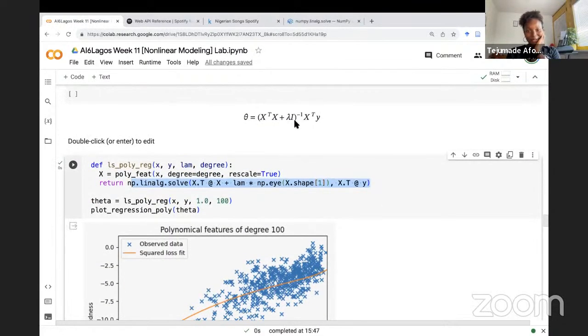Okay, so let's come back to here. This is exactly what we wrote here. We have X transpose X, plus lambda, and this I here is just like np.I. Does anyone know what np.I does?